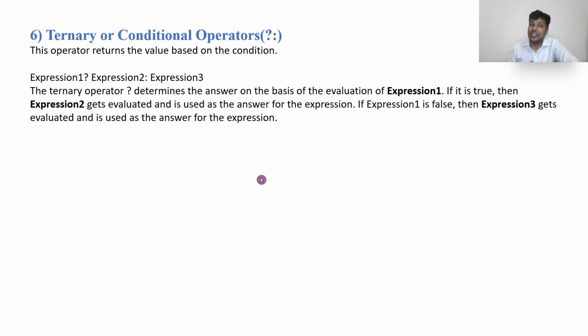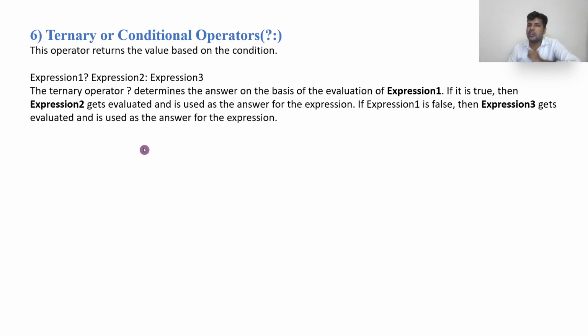Our next operator is the ternary operator. Now what is this ternary operator? The ternary operator contains 3 expressions: expression 1, expression 2, expression 3. In between expression 1 and expression 2 we use a question mark, and in between expression 2 and expression 3 we use a colon, not quotation, colon, right?